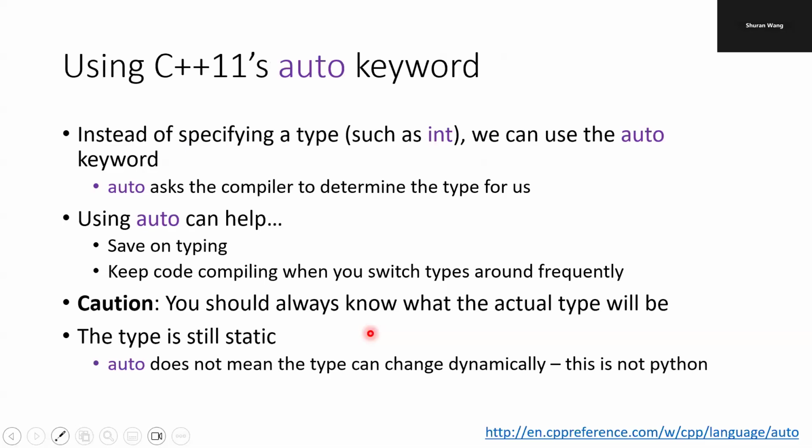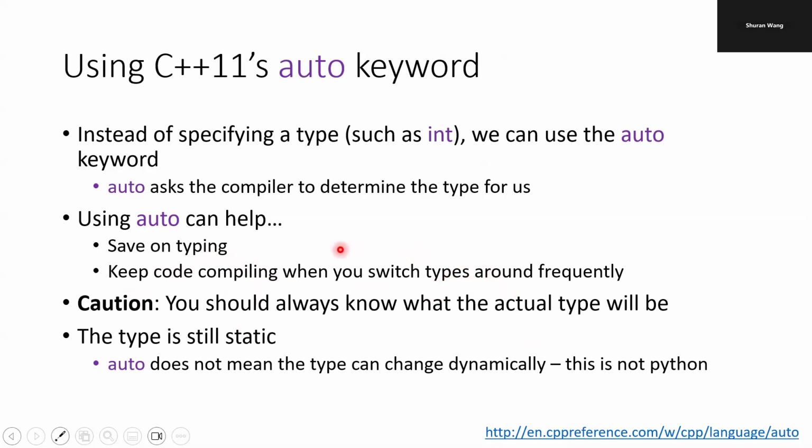Now, C++11 introduces the auto keyword. So instead of specifying a type such as int or some class's iterator, we can use the auto keyword. Then the compiler will determine which type to allocate for that variable for you. Using auto can help you save on typing, and you don't have to always define the class for the iterator. You can just do auto, and then the code will compile when you switch types around frequently.